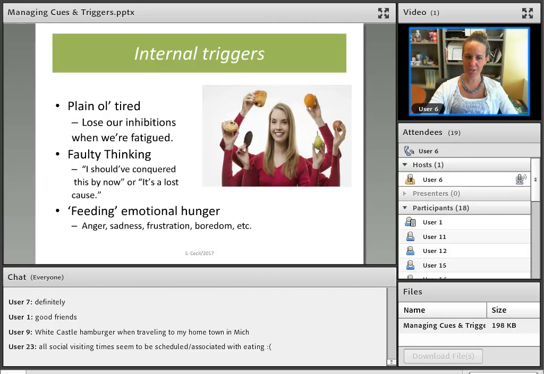Internal triggers. So we've already identified some of them. When we're just plain old tired, it's completely true. We lose our inhibitions when we're fatigued. So we just don't have the energy, the cognitive drive and ability to fight cravings and often make good decisions when we're tired. So often, we have limited control over the fact that we're tired at the end of the day after a hard day's work. So what are ways that we can make sure that fatigue does not trigger us to make bad decisions?